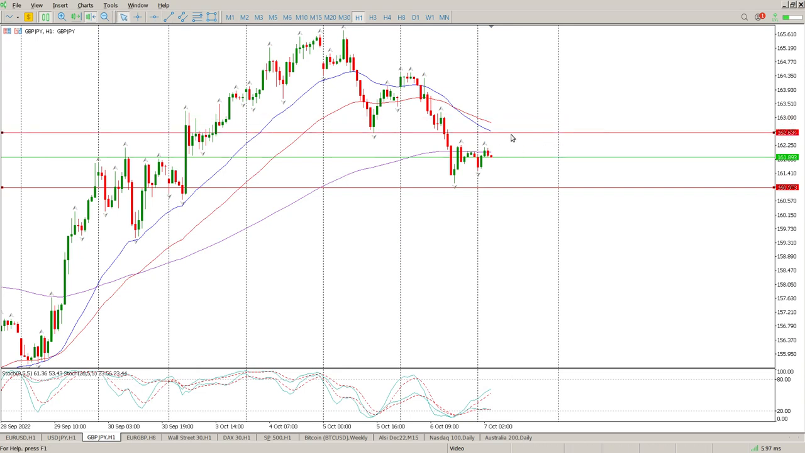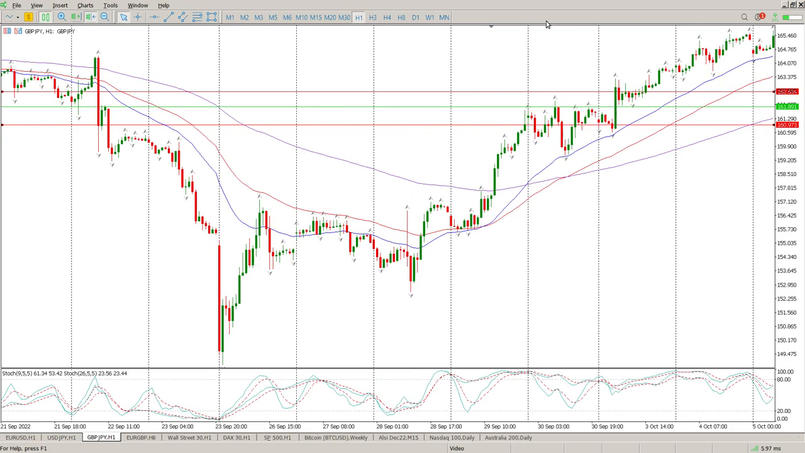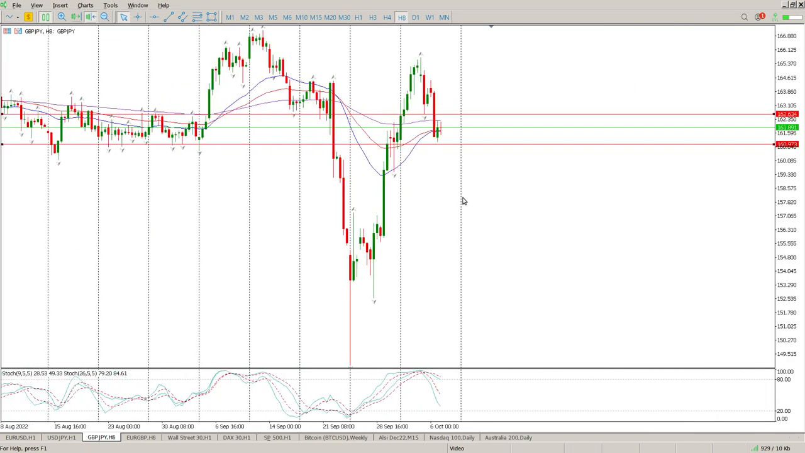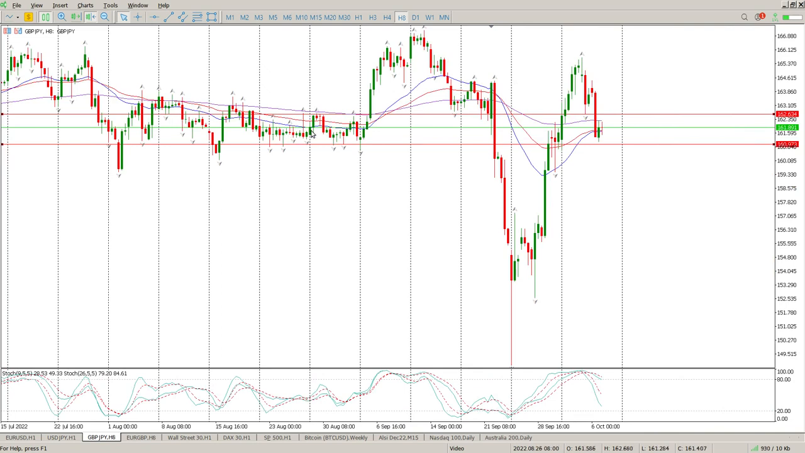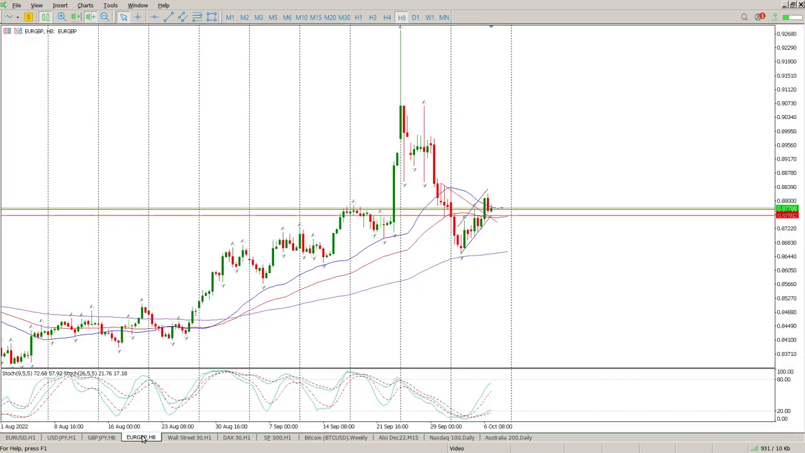This is indicating potentially a rejection of 162.634 for a move to the downside. And if you just come back to the 8 hour, you'll probably find those two levels are pretty much what, remember, we got stuck in here a couple of weeks ago. So I'm also not interested in this until we break those levels properly.